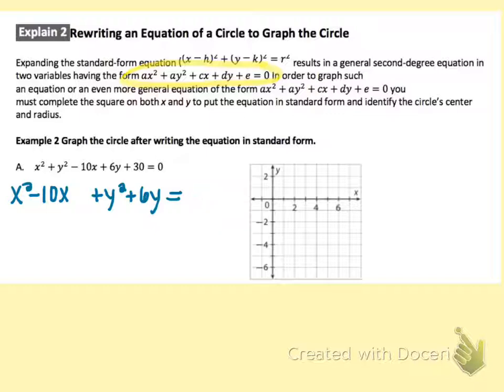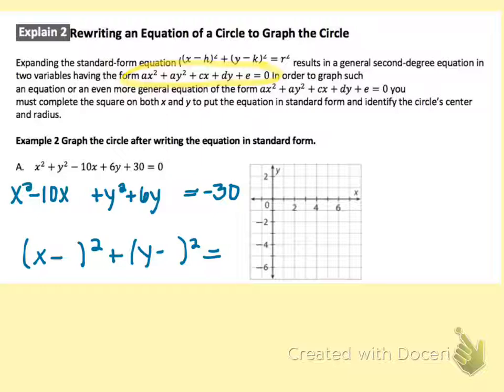Actually, I want to leave a little space here. Now, you may wonder why I'm leaving a little space, but remember we did that when we did completing the square, and that's actually what we're going to do right here. So what we're trying to do is get this to look like x minus something squared, and this to look like y minus something squared, and then get the other side to be the radius squared.